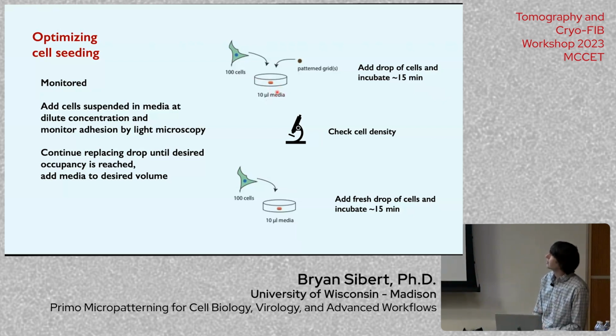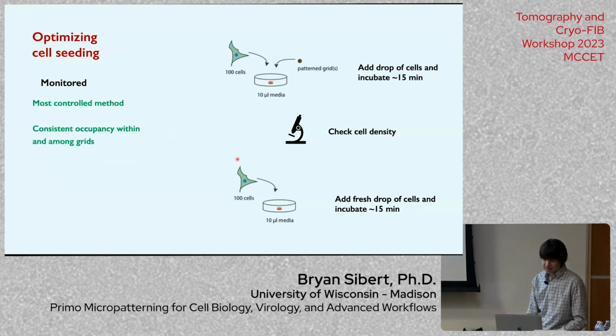How long depends on your cell type. You look at that on your tissue culture microscope and see how many positions are occupied. Maybe you add another drop, or maybe all the positions are occupied and you're done, and you flood this with media and let it sit for the rest of the night. If you really need one cell per pattern, and no cells in non-patterned areas, this is a little bit painful, but this is what it takes. It's the most controlled, and it will get you the most consistency.